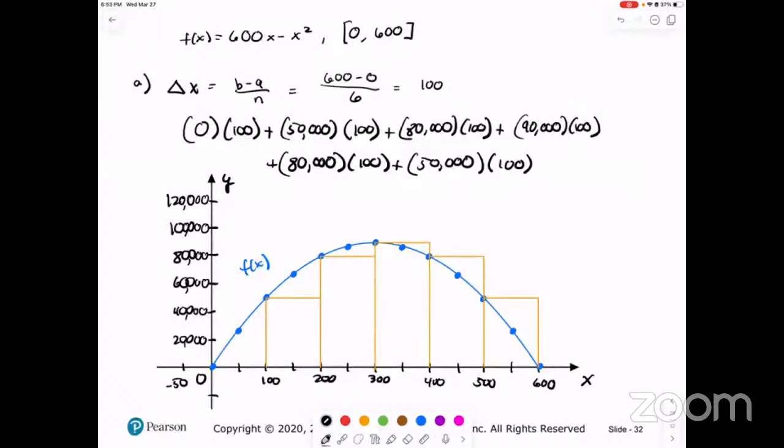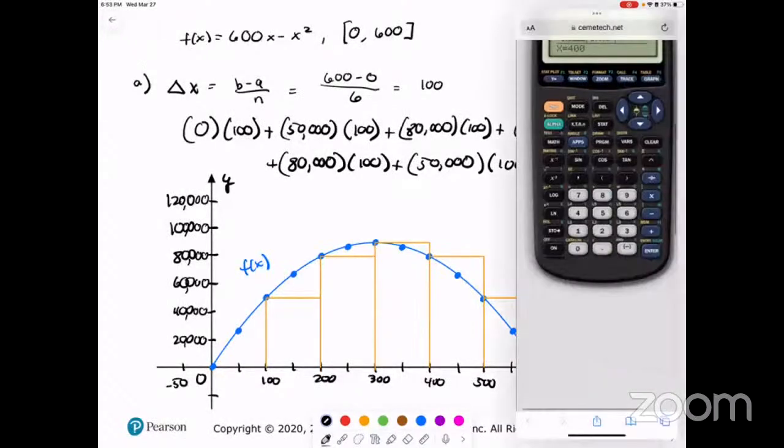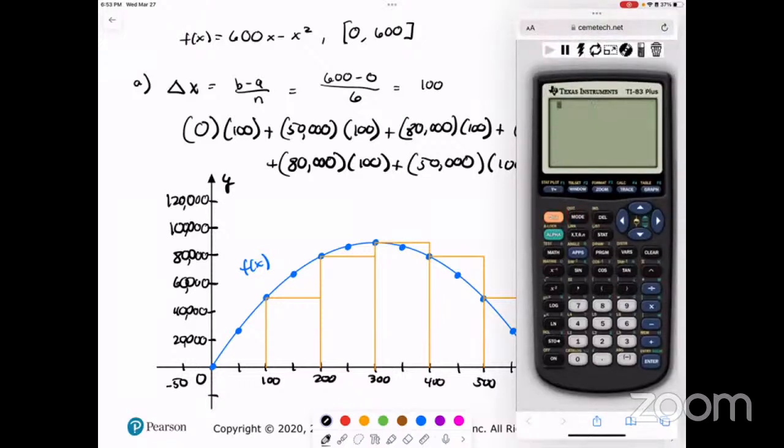Let me do this instead. Quick, clear. So I'm going to factor out the 100. I'm going to say 0 plus 50, 1, 2, 3, plus 80, 1, 2, 3, plus 90, 1, 2, 3, plus 80 and 50. 80, 1, 2, 3, plus 50, 1, 2, 3, times 100. All right, because if you distribute 100, you'll get what we just wrote.